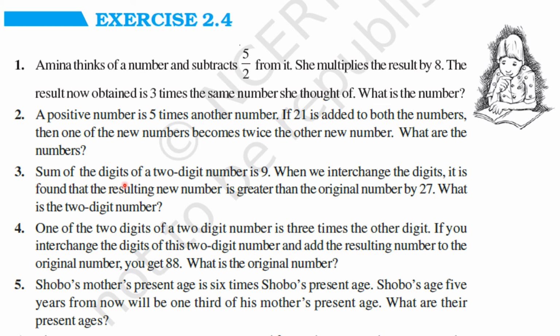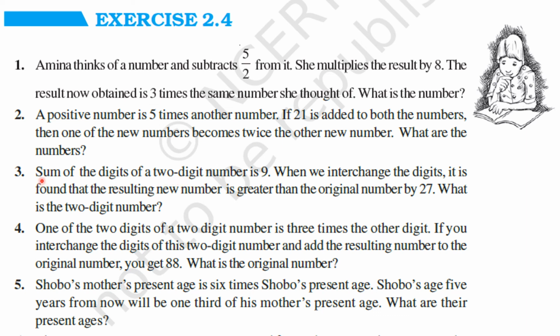Question number 3. The sum of the digits of a two-digit number is 9. Same question that we did in the example. You have to assume the unit digit as x and the tens digit as y. Sorry, not y, because it is a chapter of a single variable. So if you have assumed the unit digit as x, then what will be your tens digit?